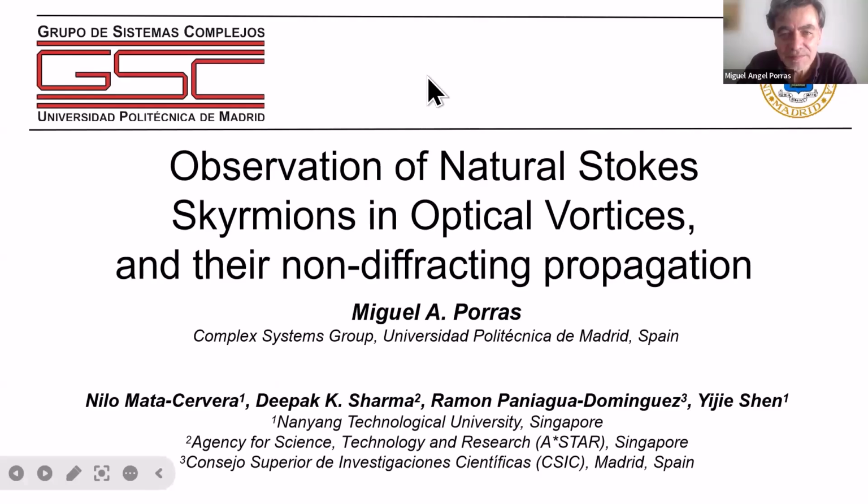So to start, first, I would like to... I don't see my own screen because of the control bar. I don't know how to shift. Okay. Next one. What happens? Sorry.